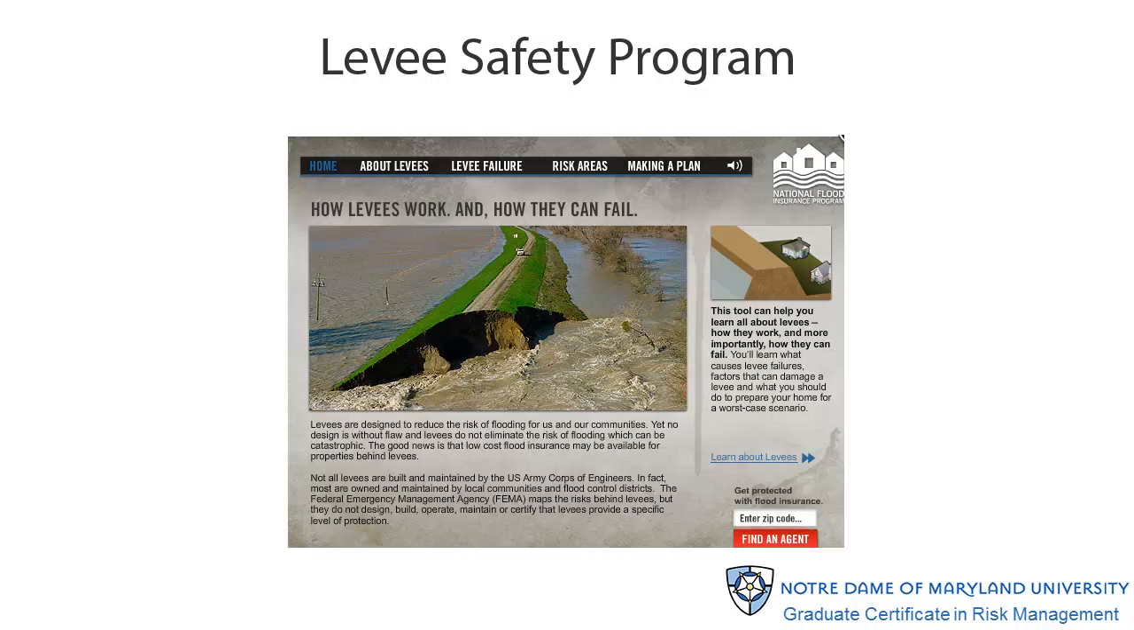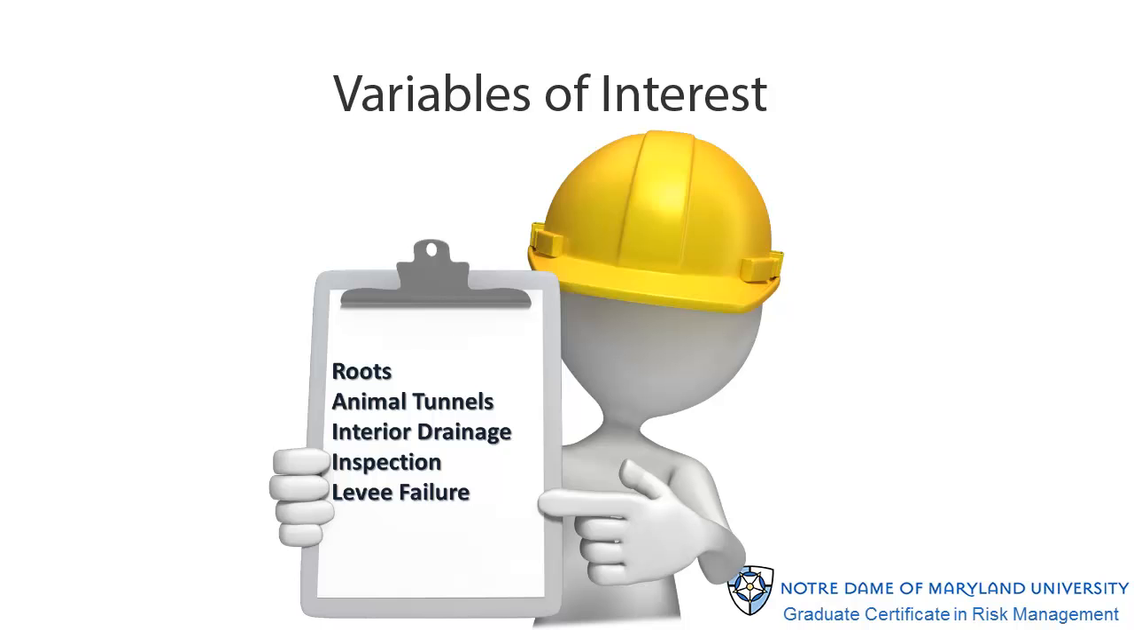Bayesian belief networks are useful for a wide range of uncertain situations. The example we'll be using here is based on the failure of a levee. This screen capture from a National Flood Insurance Program webpage provides a vivid photo of what a levee failure could look like. Although levee failure scenarios are numerous and diverse, we'll use a simple one with these 5 variables.